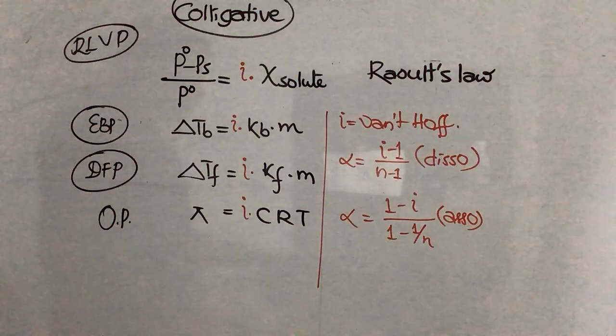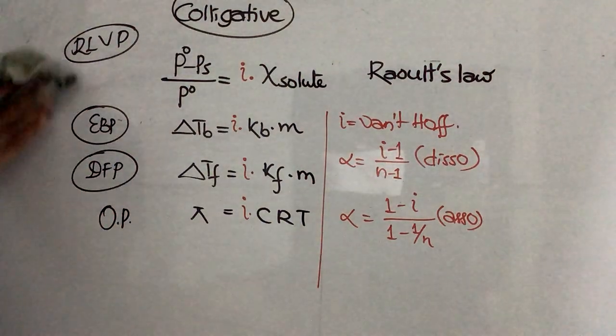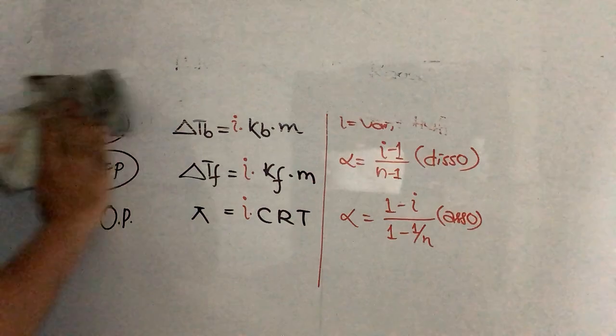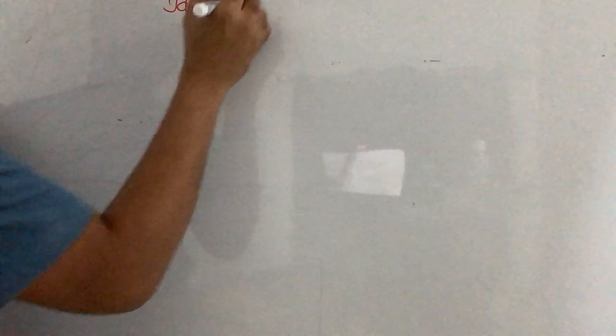These are the important colligative properties. Along with these colligative properties, in this lesson we have one more topic. That is ideal solutions and non-ideal solutions. Ideal solution, and a non-ideal solution.